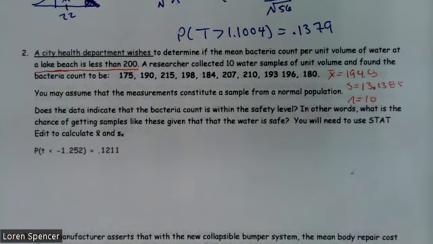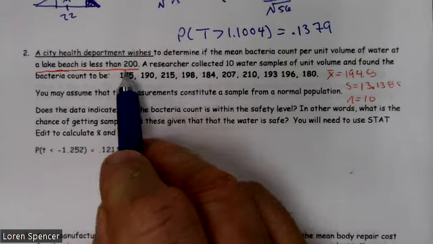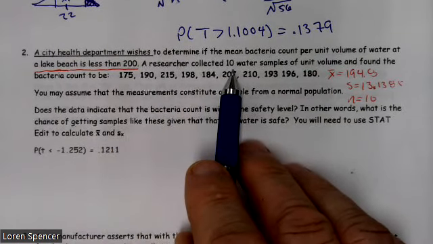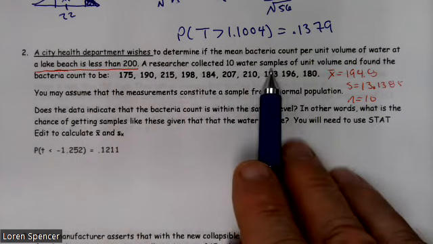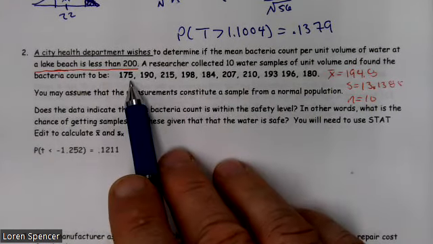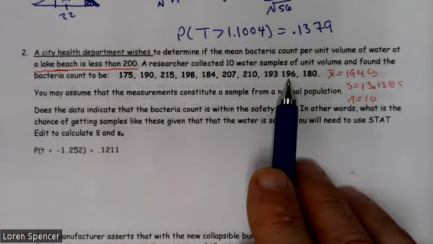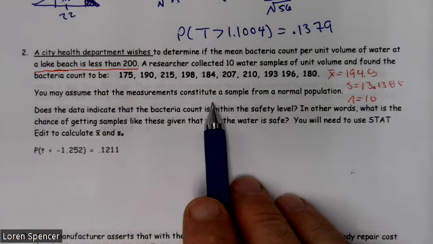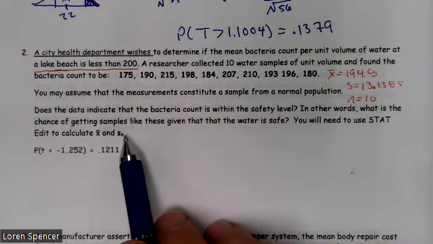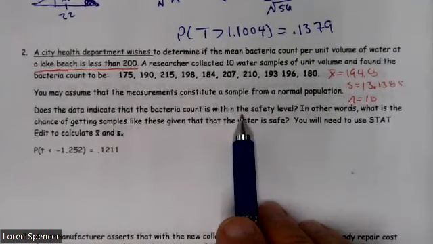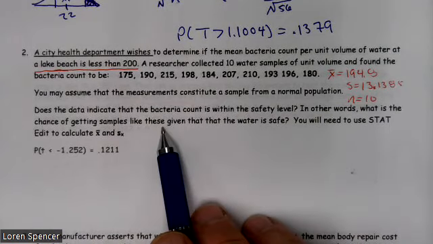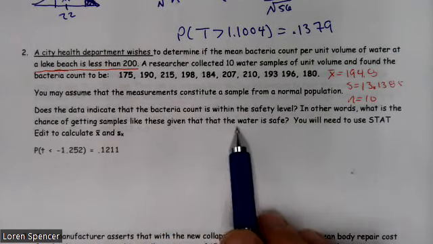Next one, a city health department wishes to determine if the mean bacteria count per volume of water at a lake beach is less than 200. So they want to know if the mean is less than 200. A researcher collected 10 water samples, so we have a sample size of 10, and found the bacteria to be these values. They gave us a list of values, so we're going to have to treat this a little differently. You may assume that the measurements constitute a sample from a normal population. Does the data indicate the bacteria count is within safety limits? In other words, what's the chance of getting a sample like this given that their water is safe?